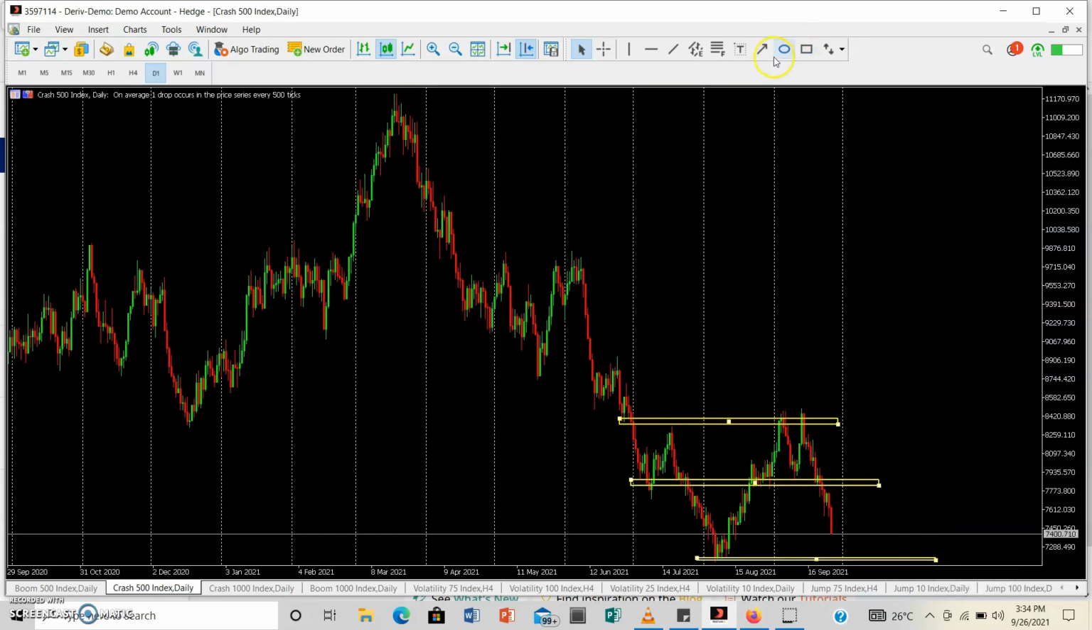Okay, I'm also going to try and draw a trend line that I see that price is following, something like that.